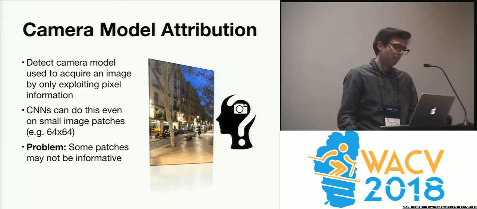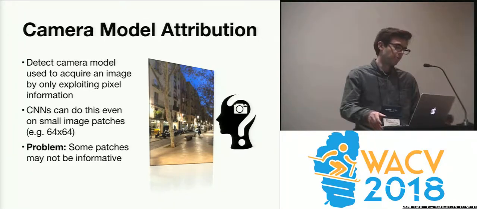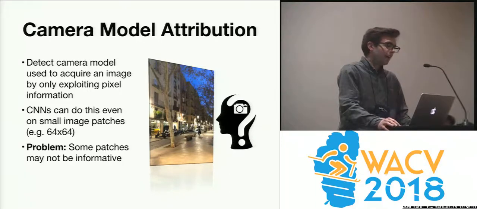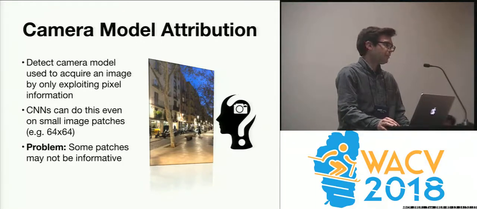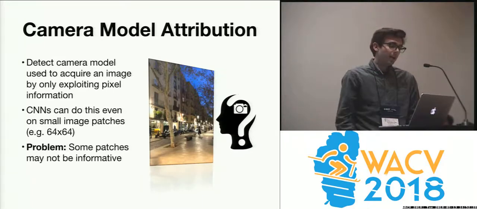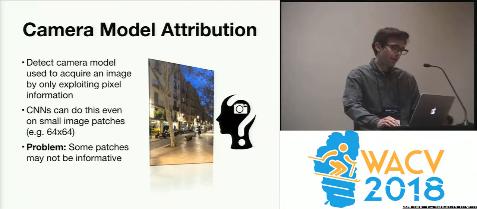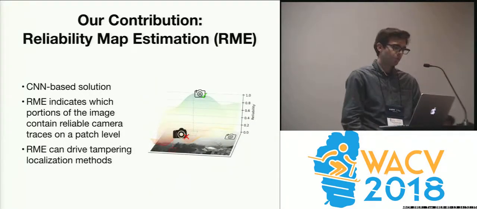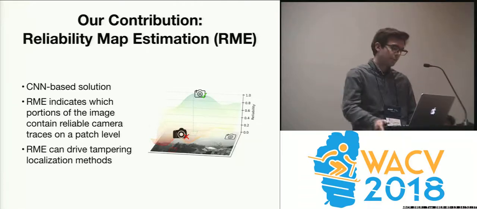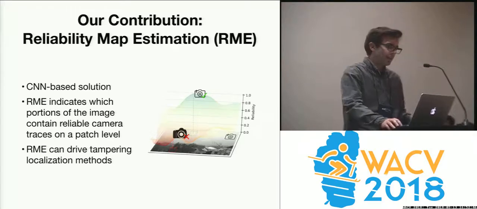We are talking about 64 by 64 image patches, which is relatively small compared to the full resolution images that we have nowadays. But the problem is that when we work with these small patches, even though we can ensure that we are not learning scene information, in some cases they may not be informative enough to learn the camera model. So the solution we propose is a CNN-based solution that can be easily integrated in the current CNN architectures for camera models and allows to be jointly trained to leverage transfer learning strategies and properties.